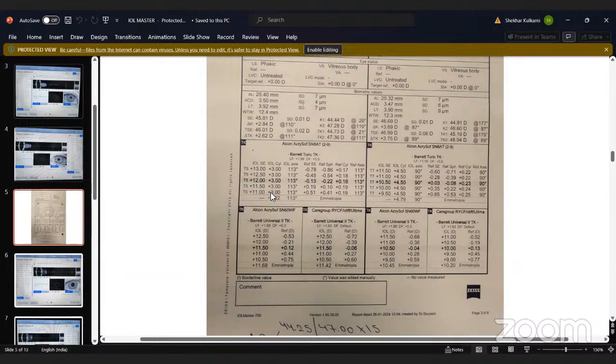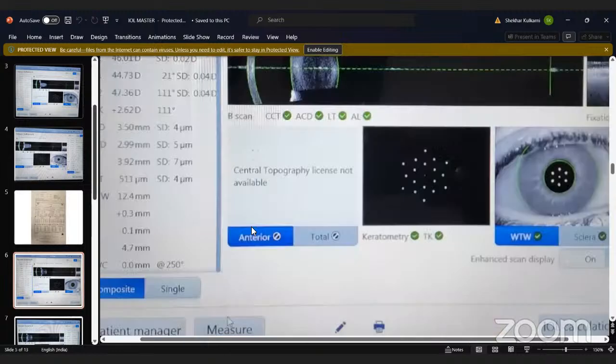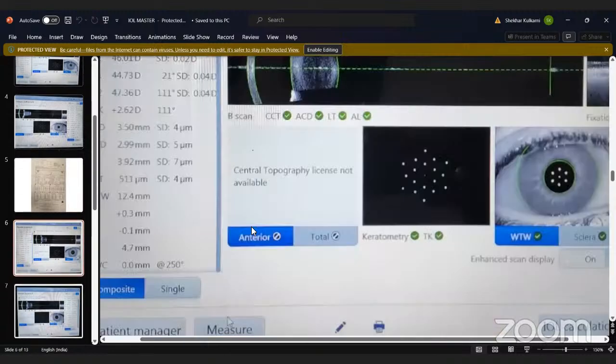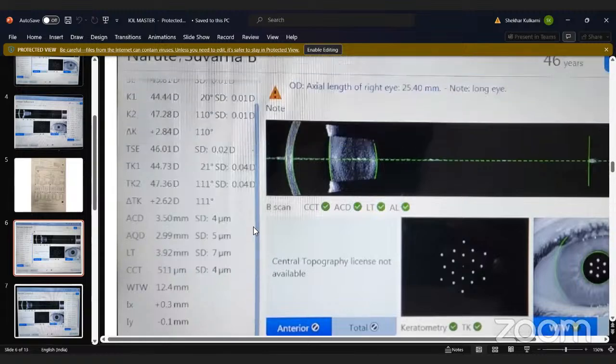Now you have all the scan measurements, and you have the biometric scan also. Okay, so this is the biometric scan. According to this, you interpret what type of IOL you should advise. These are the measurements. We've already seen the IOL Master.